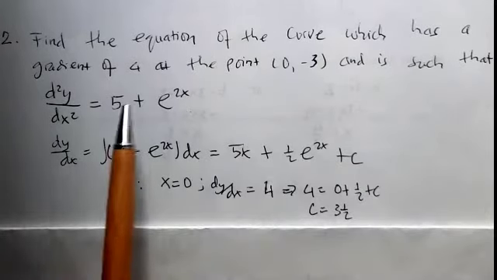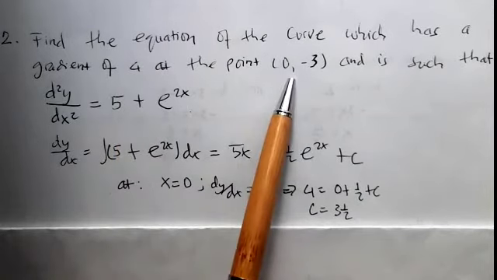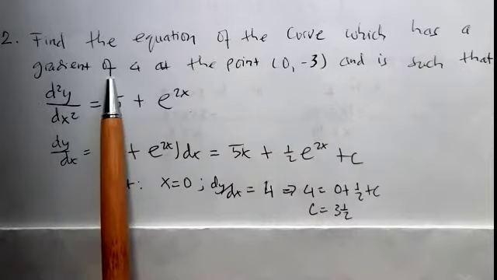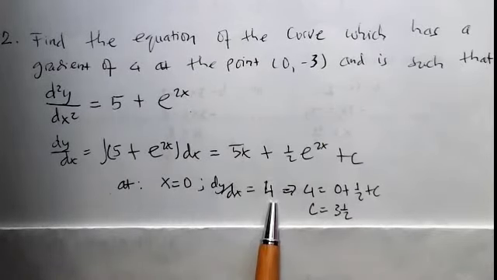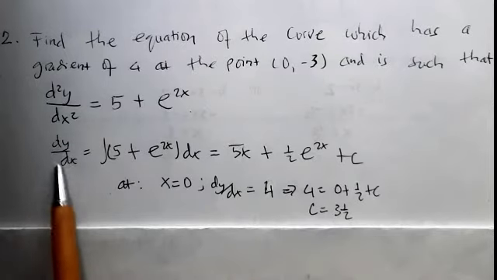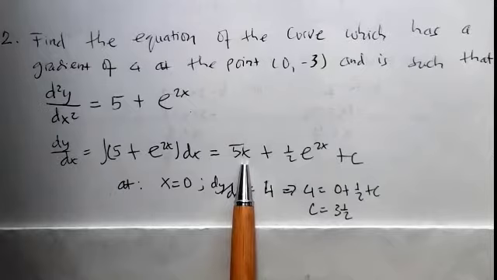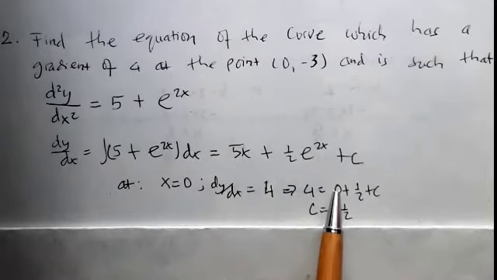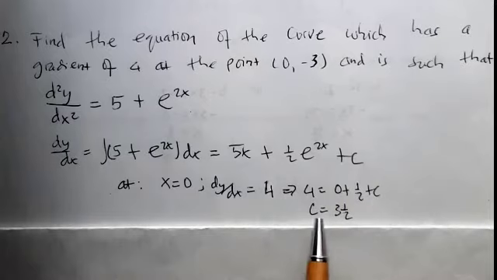Now from the given, gradient 4 at (0, minus 3), the gradient is dy/dx. Thus at x equals 0, dy/dx is 4. Thus 4 equals, with x as 0, 5 times 0 is 0, e power 0 is 1 times half is half, plus c. Thus c is 4 minus half, that is 3 and a half.